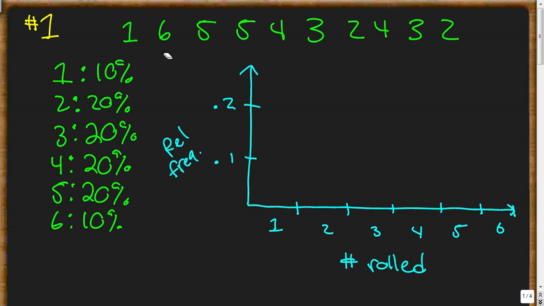So first thing that you want to do is get those into a list and figure out what the relative frequencies of each of those are. That is what this list over here is. I had one 1, so I got 10%. Likewise, I had one 6, so I've got 10%.